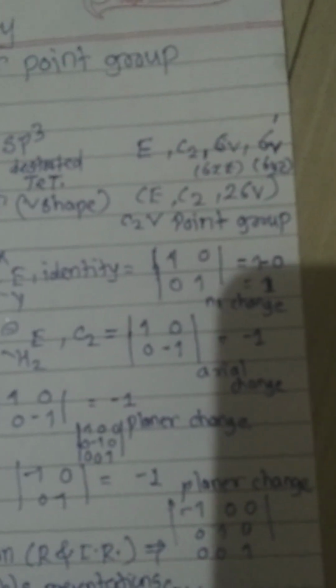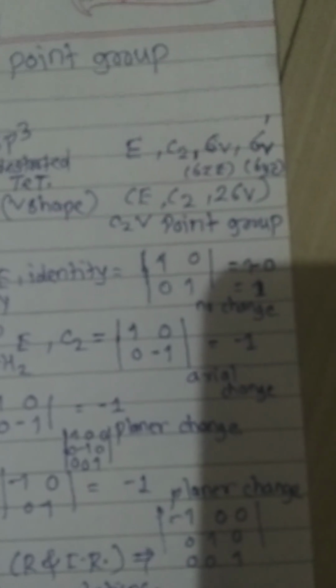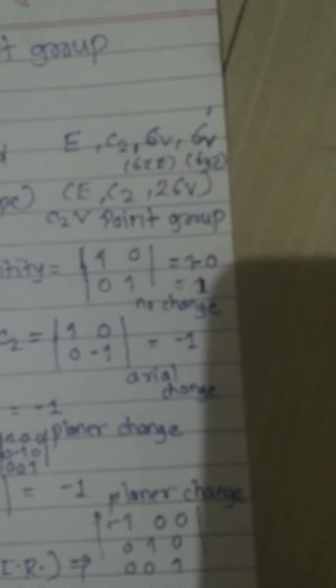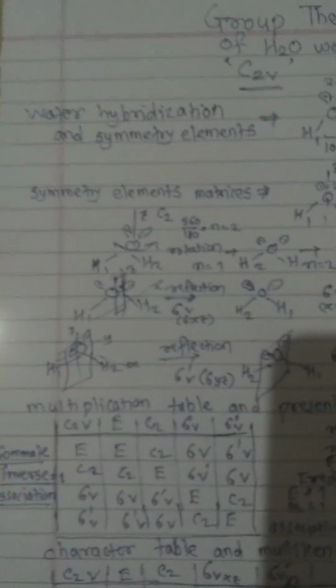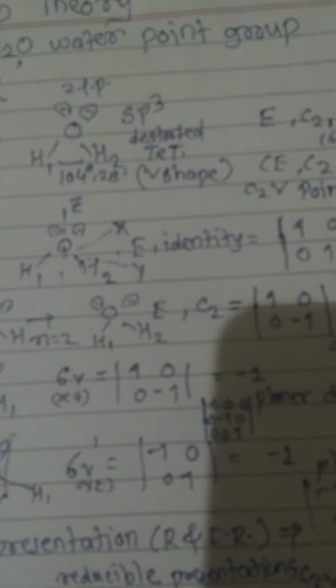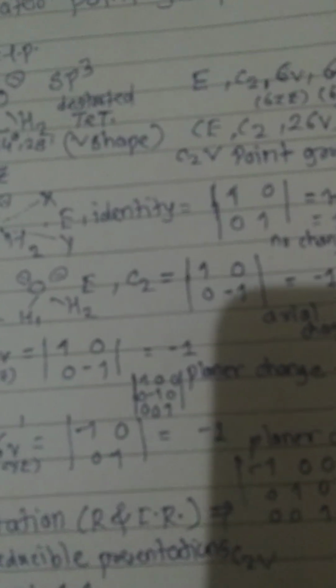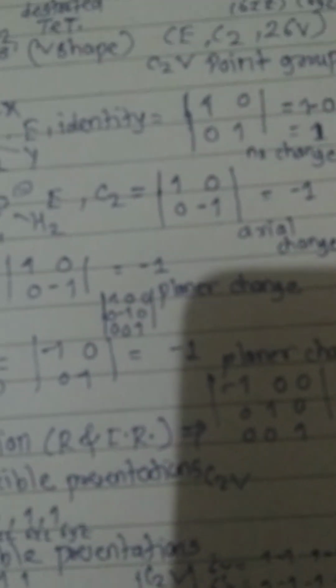So the value in the matrix can be represented as 1 0 and 0 minus 1. So the total value will be minus 1, axial change for the C2 axis. Next symmetry element and matrix presentation for this water will be sigma v, that is sigma xz, and here when reflection occurs, sigma v can be represented as 1 0 or 0 minus 1. The value will be minus 1. If a 3 by 3 matrix is taken, the values will be 1 0 0, 0 minus 1 0, 0 0 1 along the z axis. So planar change occurs, and the value will be minus 1 here.